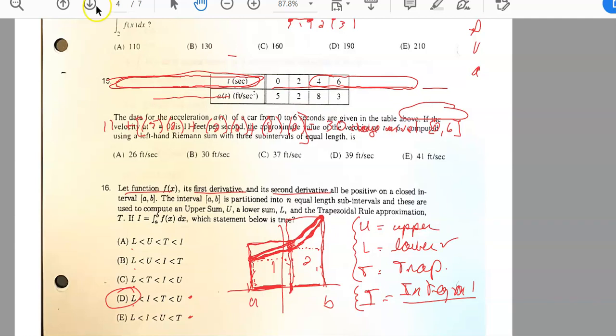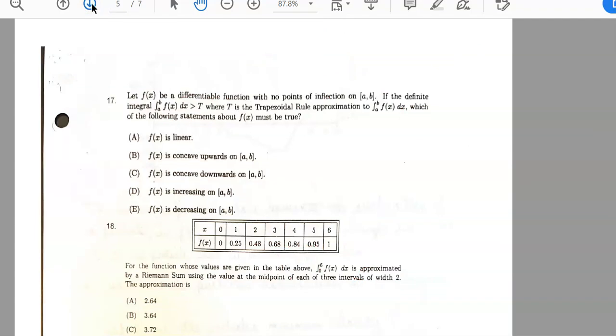Okay, moving along. Next page. 17 is similar. This one I know you have not seen. It says, let f be a function with no points of inflection on the interval a to b. If you are told that the definite integral of f from a to b is greater than your trapezoidal approximation, which of these could possibly be true? So it's kind of a process of elimination a little bit. Let's do A, and then let's do B.